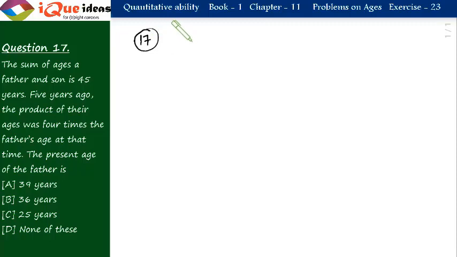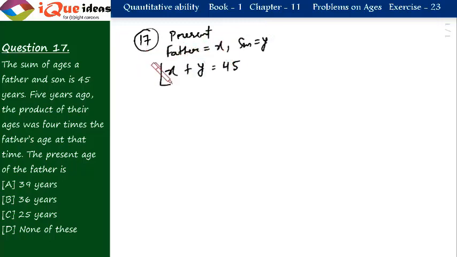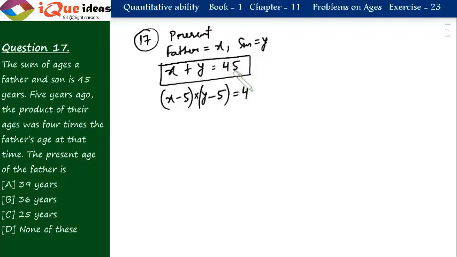It says the sum of the ages of father and son is 45 years. So let's say present ages of father is x and son is y. So first equation that we have is x plus y equal to 45. Right? 5 years ago the father's age would be x minus 5 and son's age would be y minus 5. The question says their product, so multiply. So x minus 5 into y minus 5 is equal to 4 times the father's age at that time. Okay, 5 years ago the product of their ages was 4 times the father's age at that time.